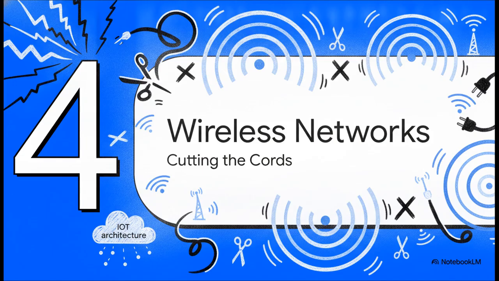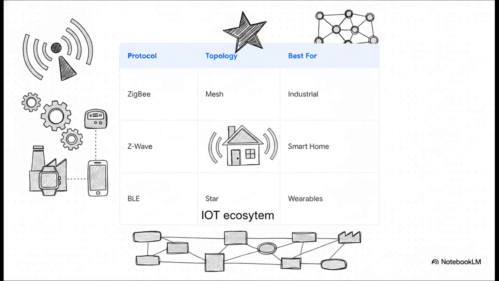Time to cut the cords. In the IoT universe, one size definitely does not fit all. If we compare a few of the heavy hitters, we'll look at Bluetooth Low Energy, or BLE. It uses a star topology and is massively integrated into things like personal health wearables, mostly because it communicates so conveniently and directly with our smartphones.